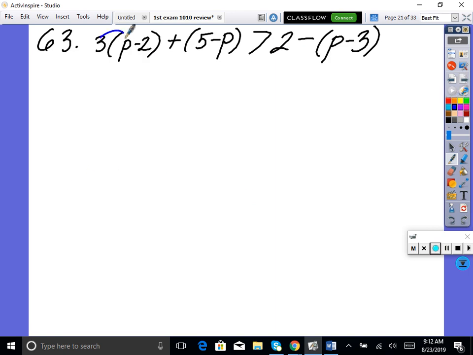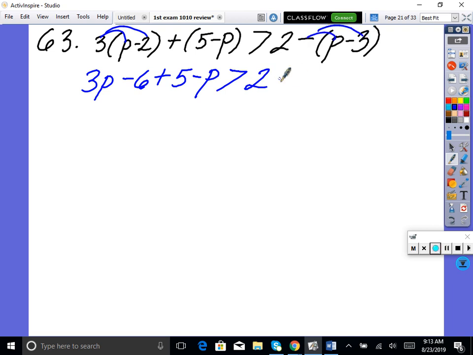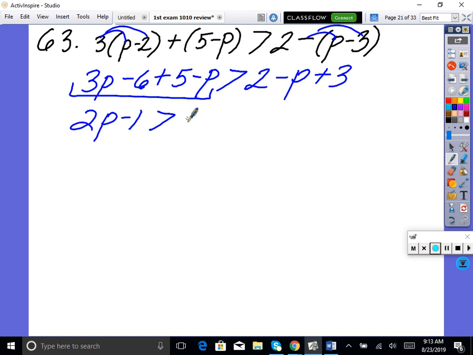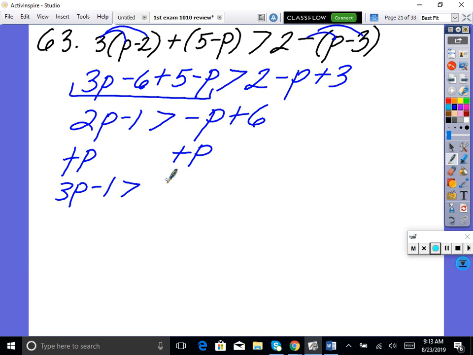All right, let's just be careful here to distribute. 3p minus 6 plus 5 minus p. We have parentheses, but there wasn't a negative or any number that needed to be distributed, so I didn't need to write them right there. It's greater than 2. Then we got to make sure we distribute the negative through, so that'd be minus p plus 3. Combine like terms, so that would be 2p minus 1 is greater than negative p plus 6. So now I'm going to go ahead and add p. 3p minus 1 is greater than 6. Add 1.